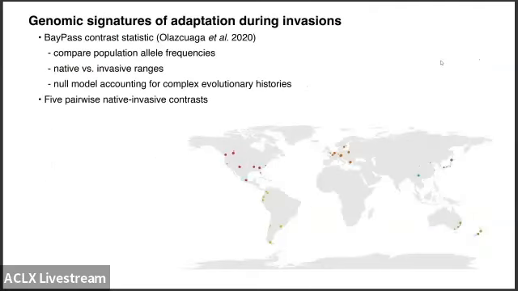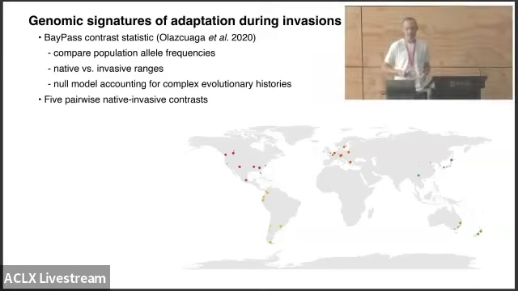And I will come back to the inversions, but I just wanted to talk about our analyses to detect genomic signatures of adaptation following invasion. So we ran this BayPass contrast statistic that's been bandied about a bit at this conference already. So basically comparing population allele frequencies between 2 groups of populations. In this case, we're comparing native and invasive. And it provides a null model to account for complex evolutionary history, so basically a correction for population structure.